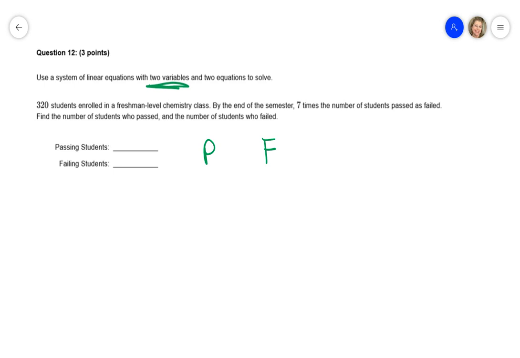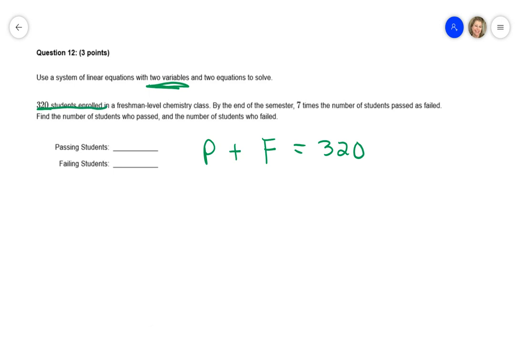So I've got 320 students. Some of them pass, some of them fail, but altogether that adds up to 320. So P is the number of students who pass, F is the number of students who fail, and there's 320 students altogether. So that's equation number 1.